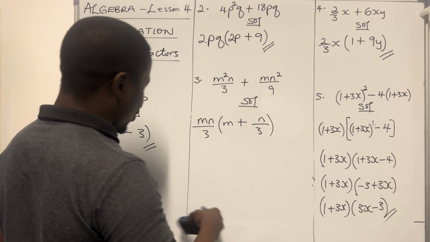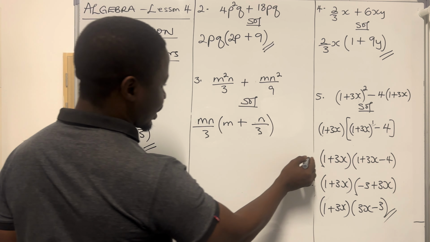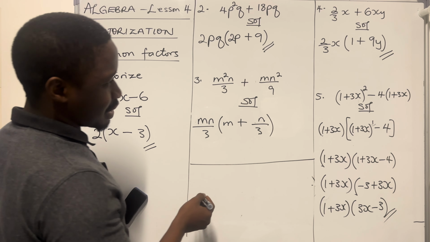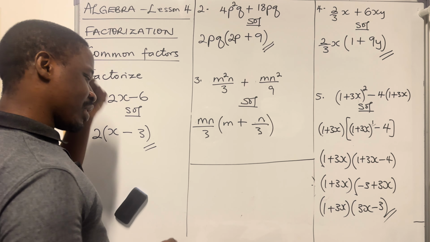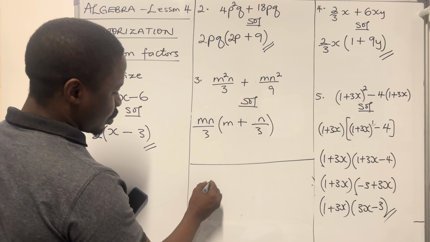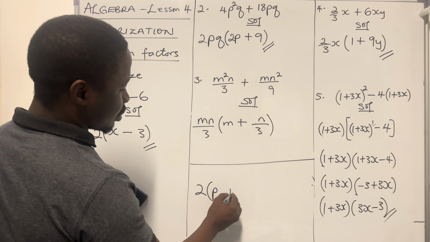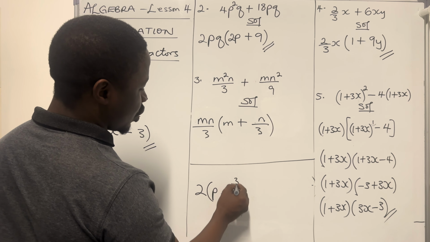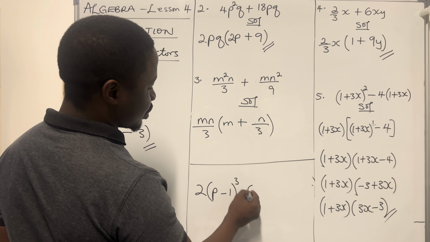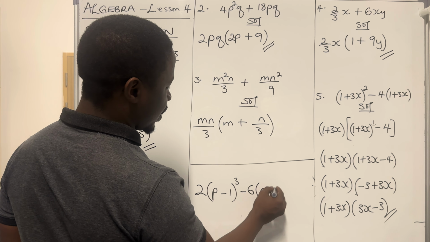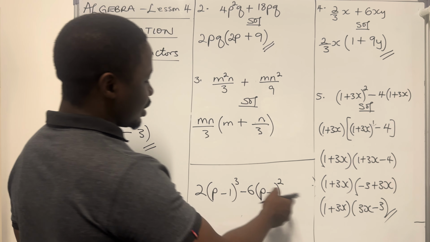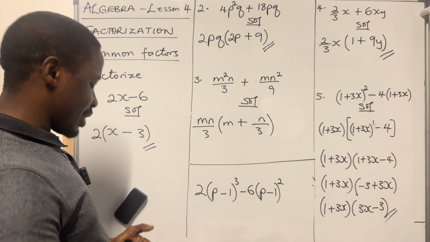So for math lovers, if you like to try any, I want you to try this and tell me what you have in the comment section. Let's say 2 into p minus 1 cube minus 6 p minus 1 square. So try this one and tell me what you have in the comment section.